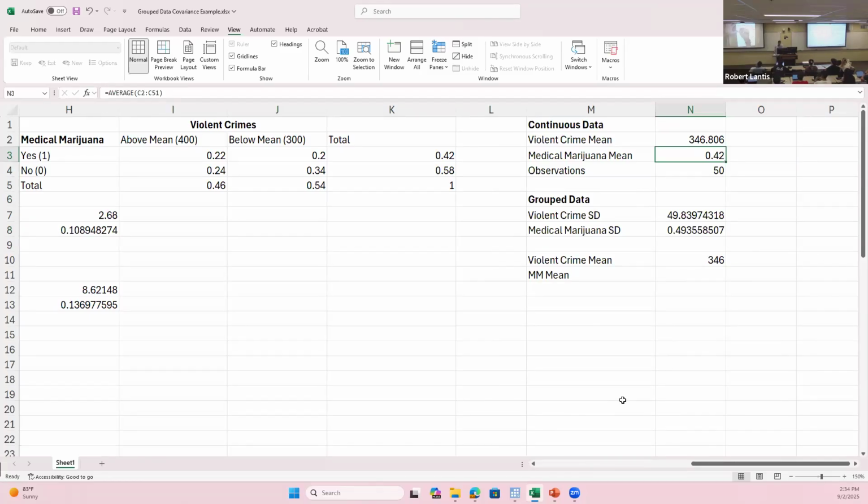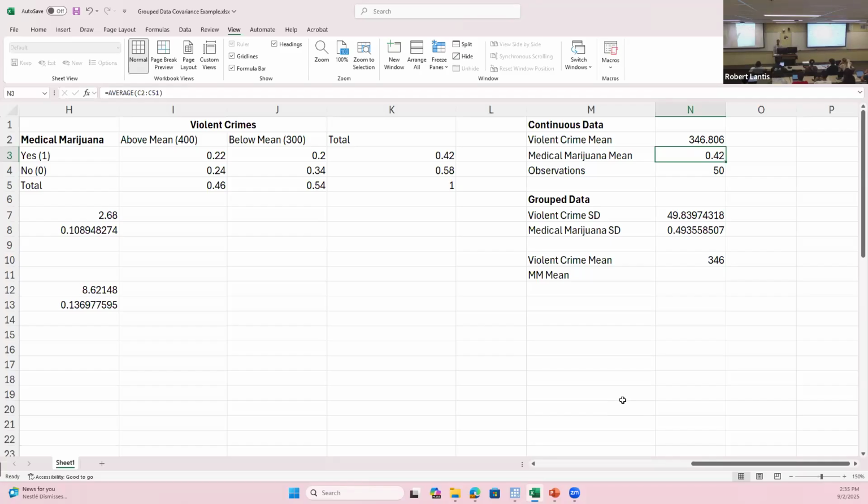The very first one was I saw 1, right? They had medical marijuana legalized, minus the mean of that medical marijuana variable. And then for that second variable, it was in the 400 violent crime category. So we were going to take the value of 400 minus the mean of our violent crime variable. Not using the continuous one to keep this nice and easy, we'll use this round number of 346. That was our mean. So I'll put that 346 in there.